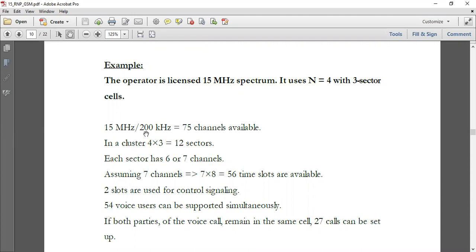Is it clear so far? Yes, sir. Is the number 8 fixed for TDMA? Yeah, this 200 kilohertz chunk, 8 users. Its length is 4.615 milliseconds. I mean, for every user, there is a period of 577 microseconds.